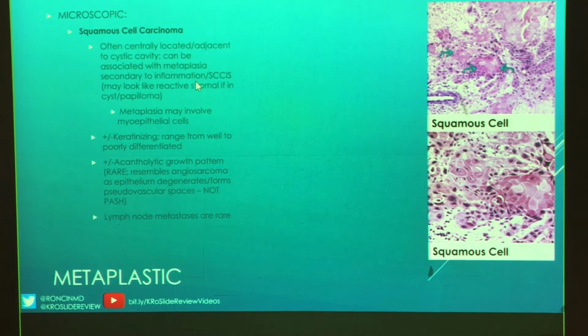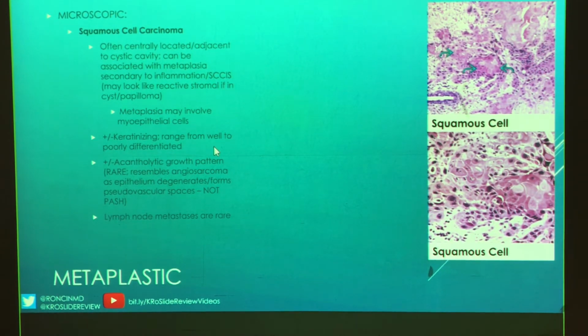So one of the things that comes to mind when we think squamous metaplasia is always smokers. For some reason they get a lot of squamous metaplasia in their breast ducts. Also anyone who had recent mastitis, or someone who's maybe been breastfeeding for a while. So you want to think about all these kind of things. And know that your metaplasia can even involve your myoepithelial cells.